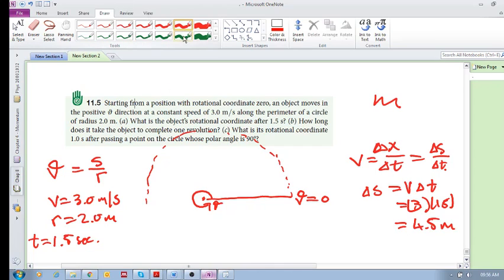So what does this mean? It means that starting from this 0 coordinate and moving at 3 meters per second around the circumference, after 1.5 seconds, we've traveled 4.5 meters along the circumference. That's my arc length. Okay? By the way, I don't have any feel for where I should draw this. I'm just giving you an idea. But now our rotational coordinate is s over r, so it's 4.5 divided by the radius of 2, which is 2.25.